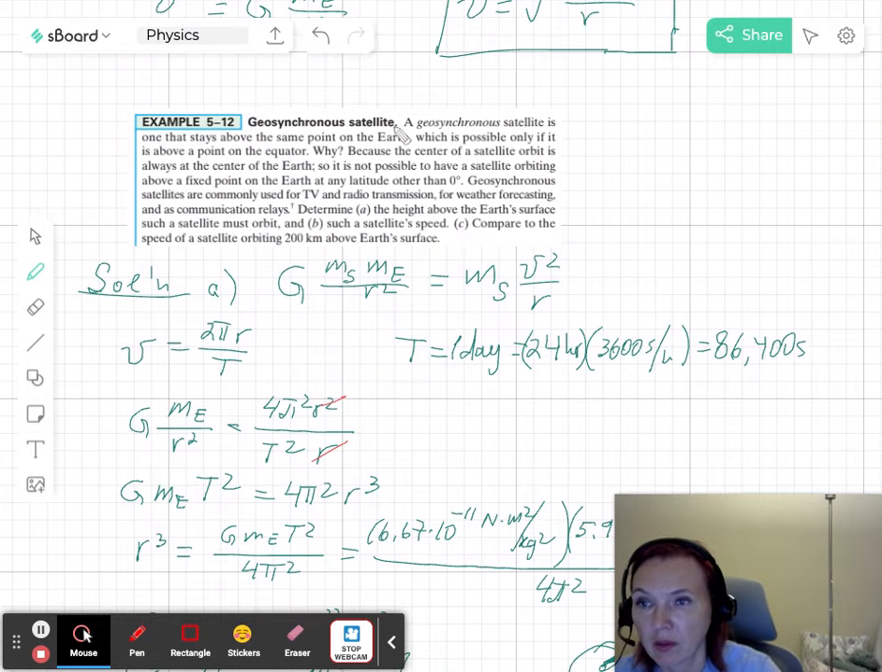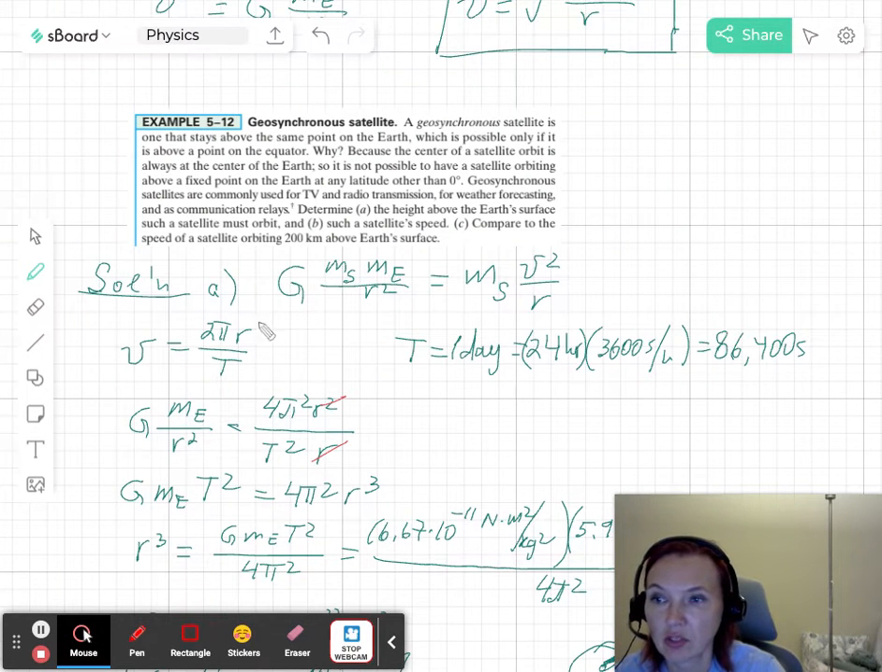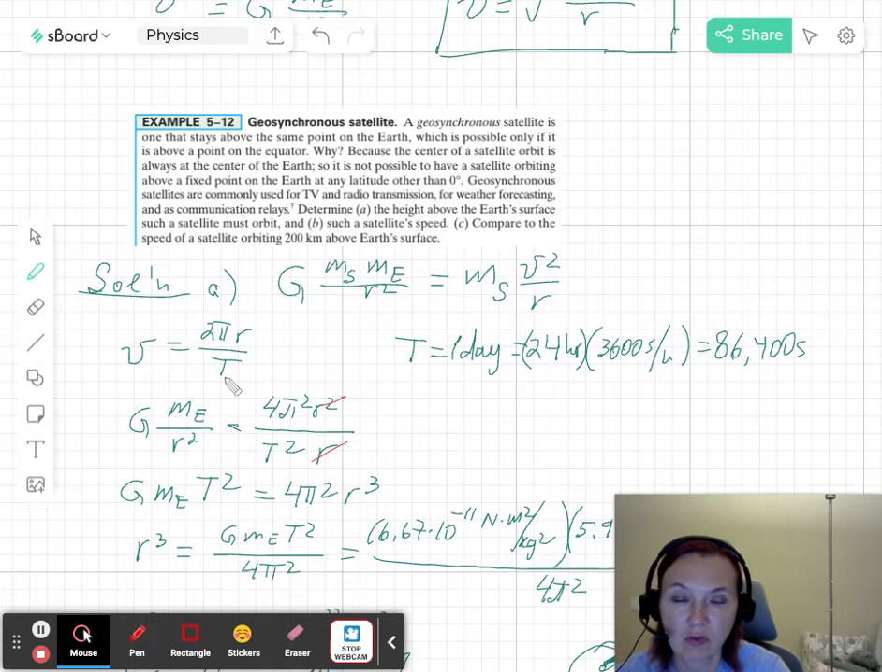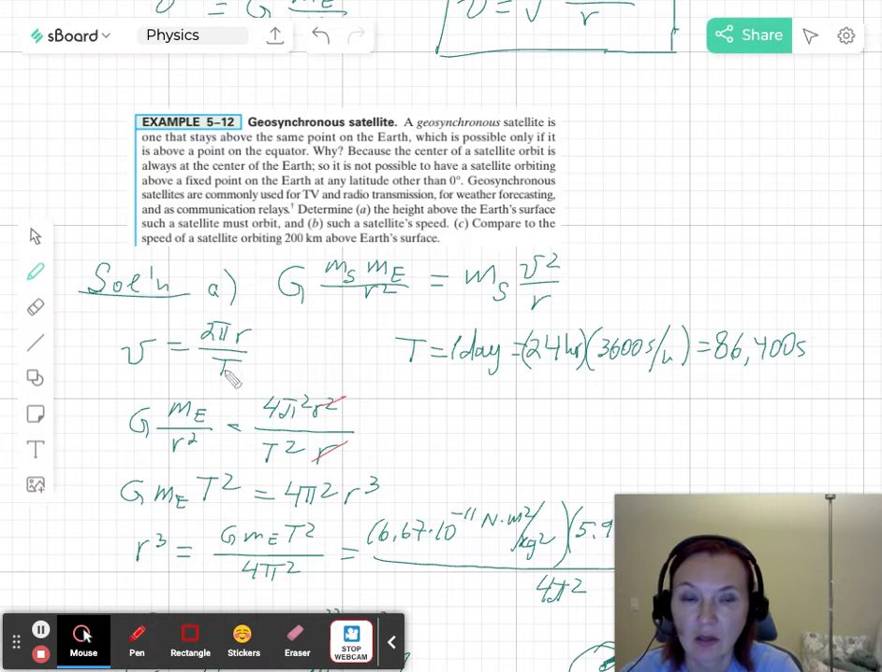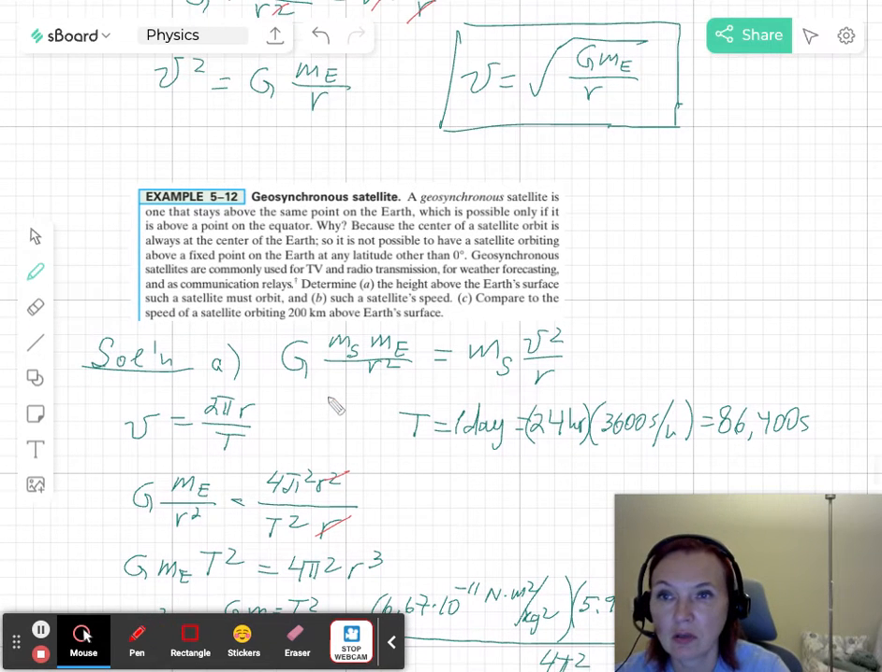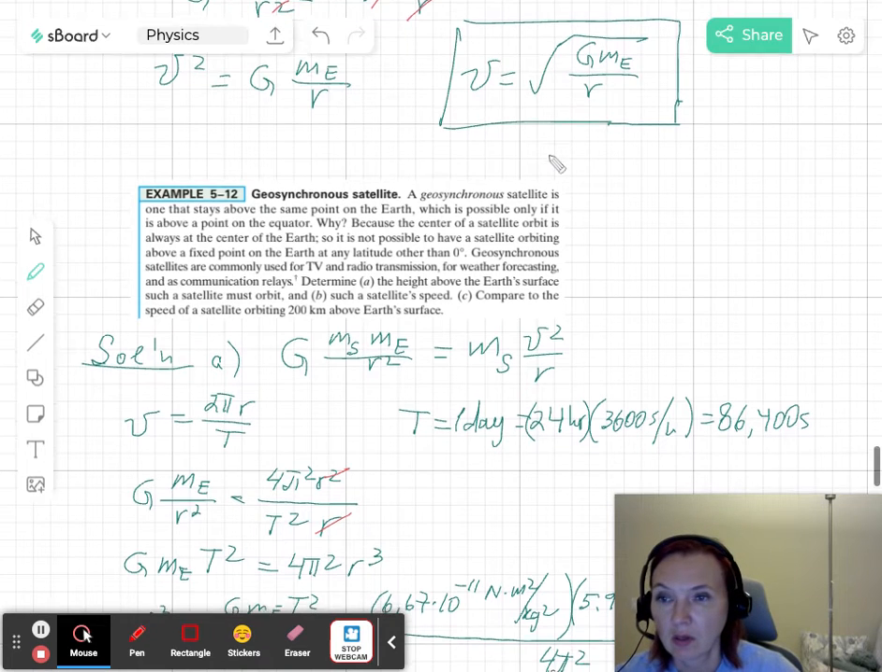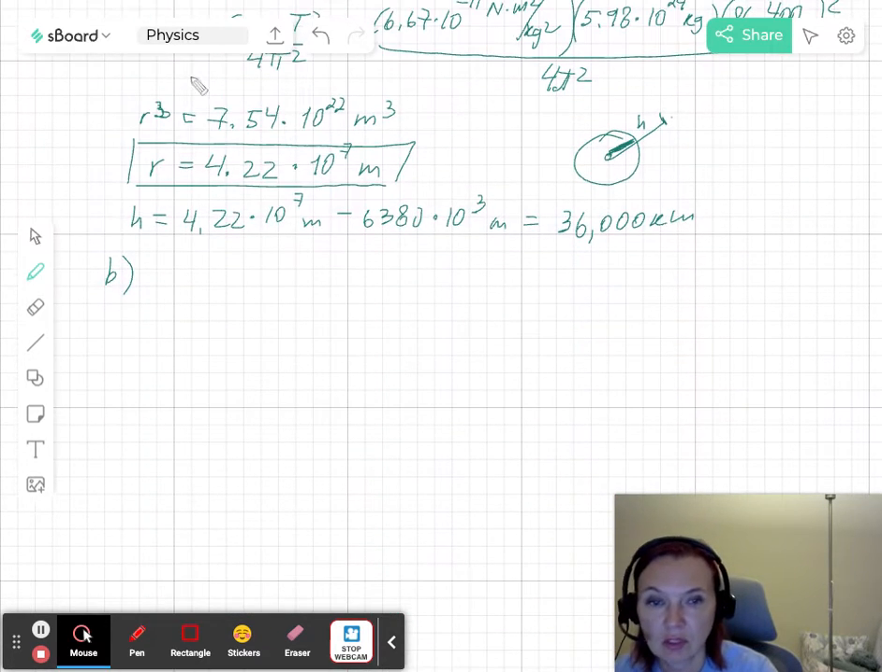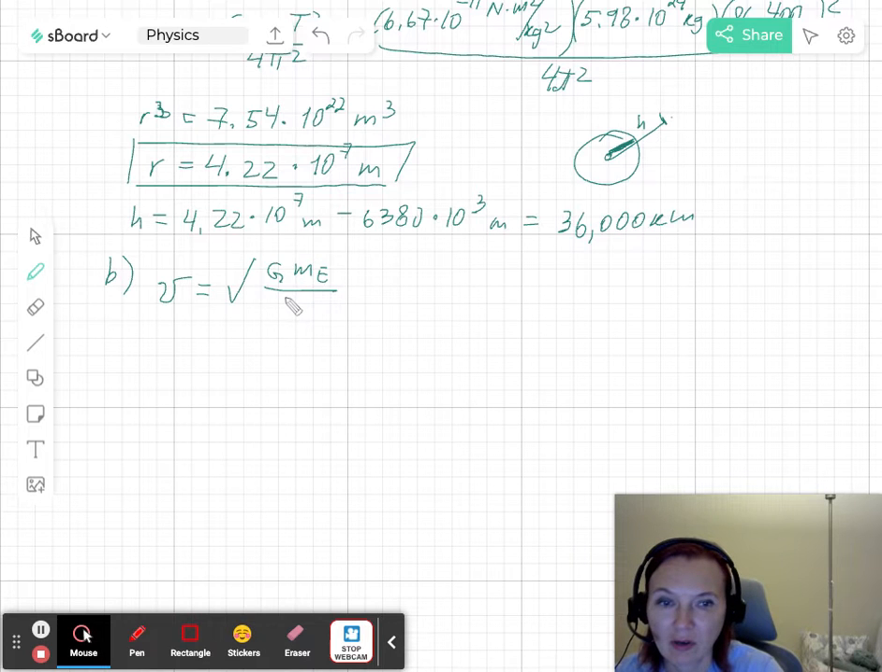Part B. What is the satellite speed? We already saw the equation for the speed, 2 pi r over T, so we can plug in the radius and calculate, or we can plug the speed into this equation that we had before. So either one of them. I'm going to use the second one because it looks cool. It has a square root. G m e over r.